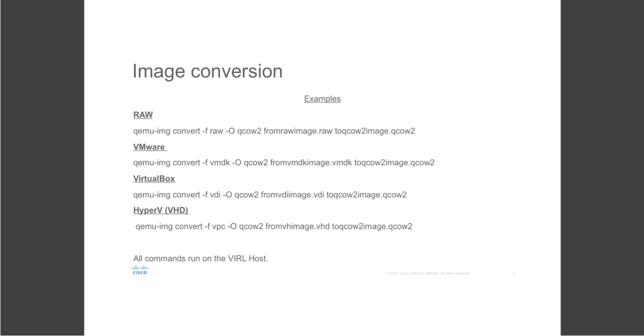Underneath that, you've got the VM conversion options, VirtualBox and Hyper-V. All of these commands are run within the VIRL host itself. So what you would need to do is upload the image to the VIRL host and then run these commands from the console, and that would convert it, and then you can import it using the workspace manager.